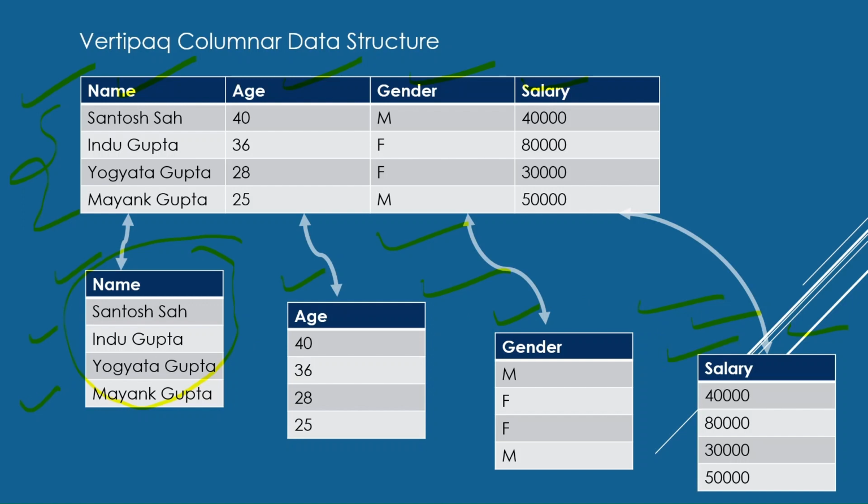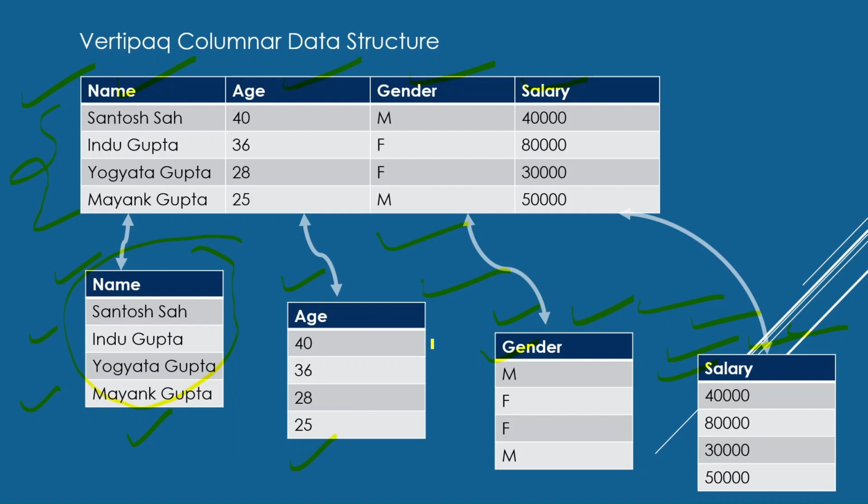If you want to calculate the maximum salary for males, what will happen is that two columns will be used. When the DAX query is executed by the formula engine, both the gender column and the salary column will participate. The rest, the name and age columns, will not participate.